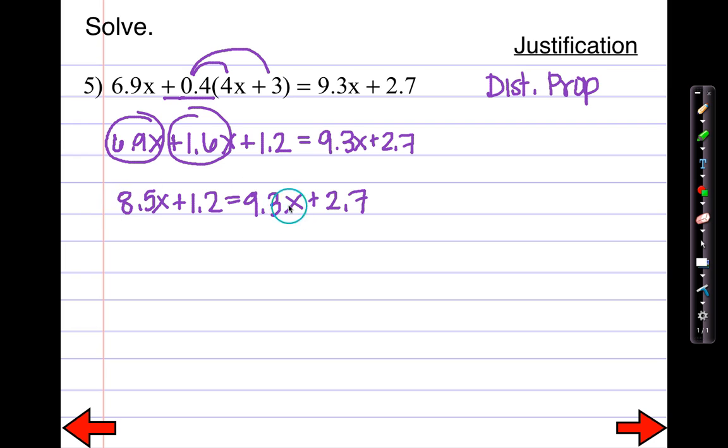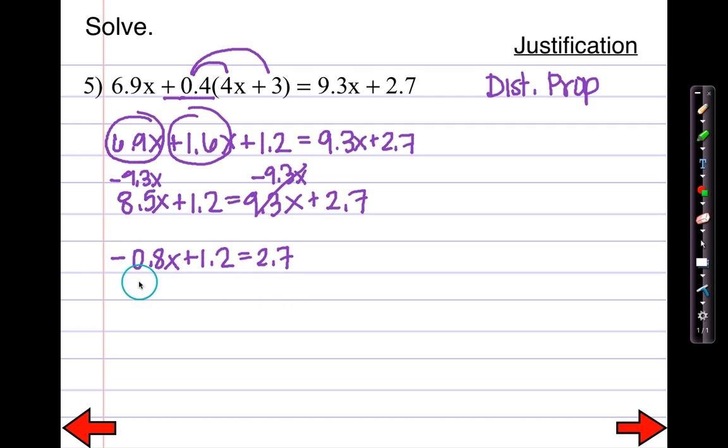Now I do see that there are variables on both sides, so I do want to isolate it over to one side. So let me go ahead and just do the inverse and subtract 9 and 3/10 x from this side, subtract 9 and 3/10 x from this side. I see there's definitely more negatives, and that's going to leave me with negative 8/10 x plus 1 and 2/10 equals 2 and 7/10. Now I just got to keep working.